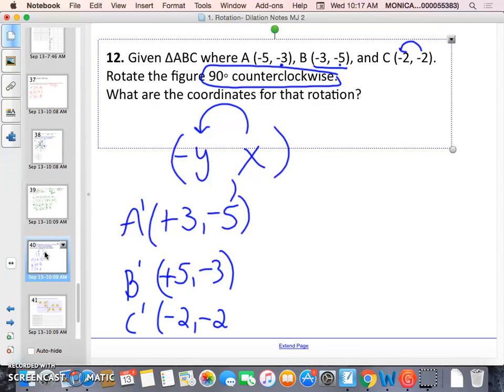-2, -2. This one it didn't matter because they're both the same number, but I know the one on the left is going to become positive. So these would be my new coordinates for a 90-degree counterclockwise turn. And remember, 90-degree weather, you wear flip-flops.